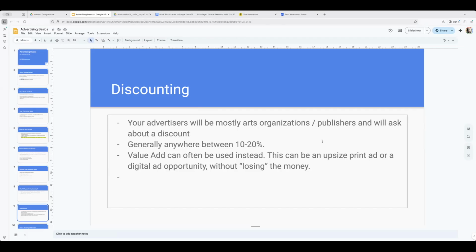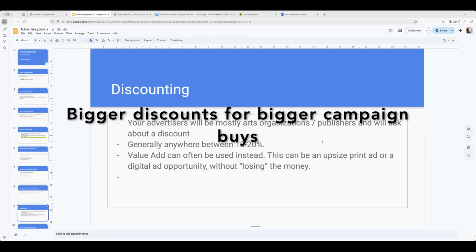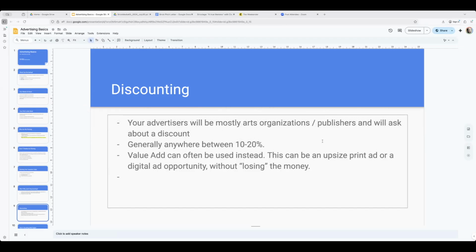I don't generally start with 20% right out of the gate. I tend to start with 10. Okay, what size ads are they buying? If you're buying a whole year's worth of full page ads, that's going to be worth more on the discount side than if you're buying a 1/6 smallest ad, whatever that is in your case. If you're buying a 1/6 ad one time, the standard discount for arts nonprofits is somewhere between 10 and 15%.